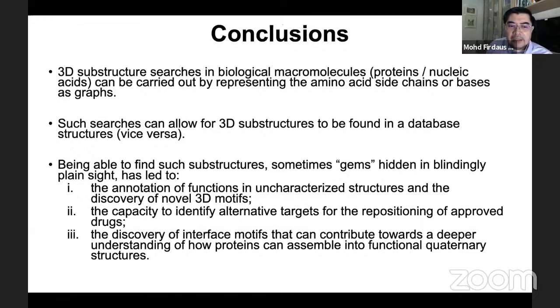Okay, and our discovery of the interface motifs can perhaps also contribute towards a deeper understanding of how proteins can assemble into functional quaternary structures.